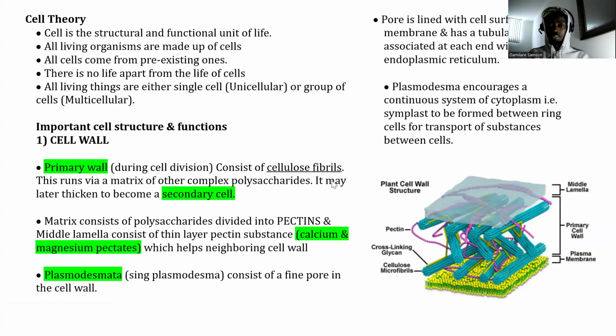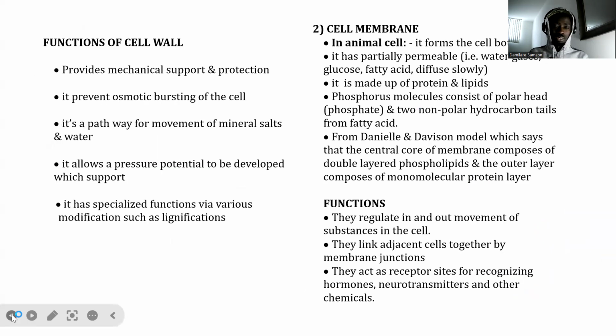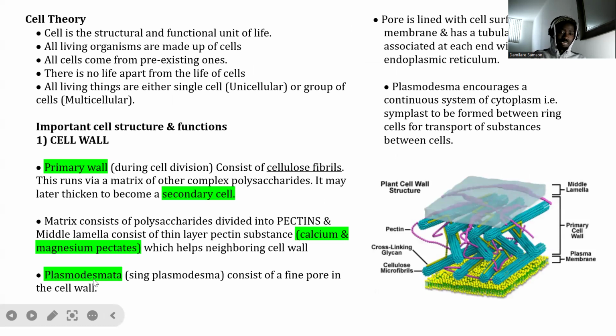Okay, so that's that. So the next point: plasmodesmata consists of fine pores in the cell wall. The pore is lined with the cell surface membrane. Now, all this is just trying to explain what the cell wall is made up of. So the term plasmodesmata, try to take note of it because these are some of those questions that they ask.